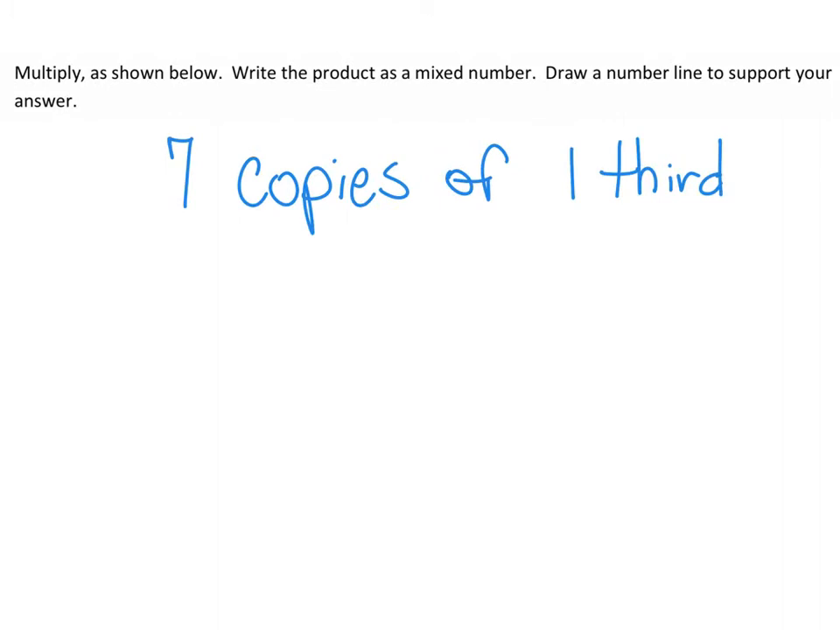All right, so multiply. We're going to write the product as a mixed number and draw a number line to support the answer. So we have 7 copies of 1/3. Now remember, there's that word of. In mathematics, we always say the word of means multiplication. So we have 7 copies of 1/3, which means 7/3. So let's create our number line.